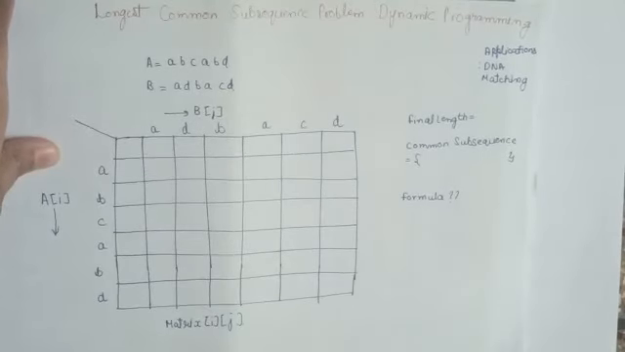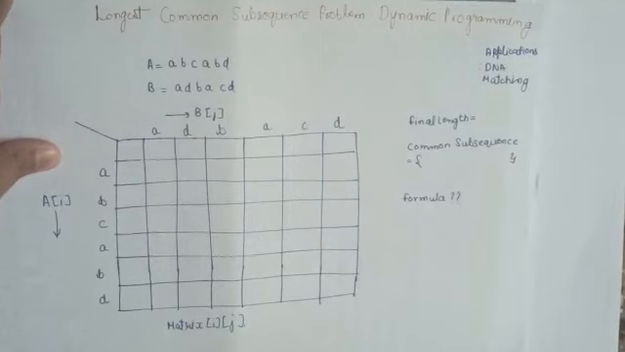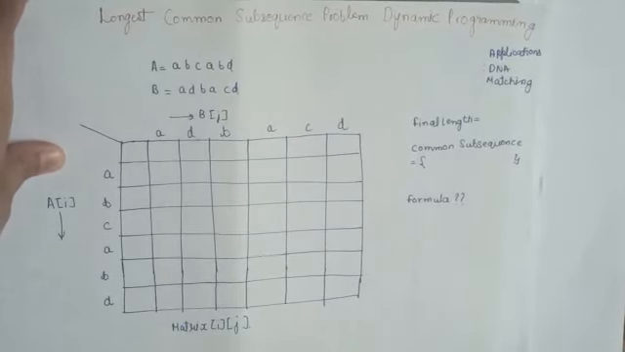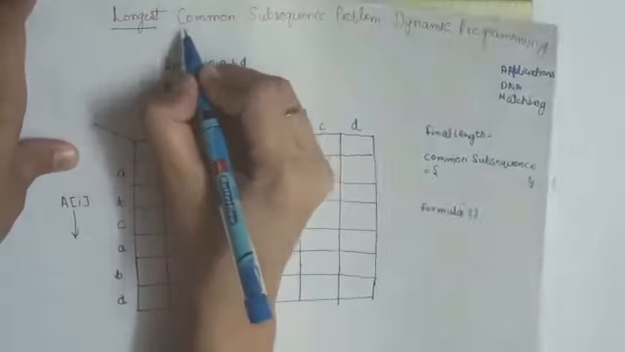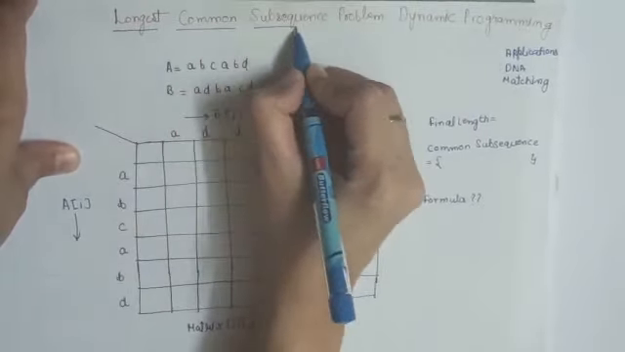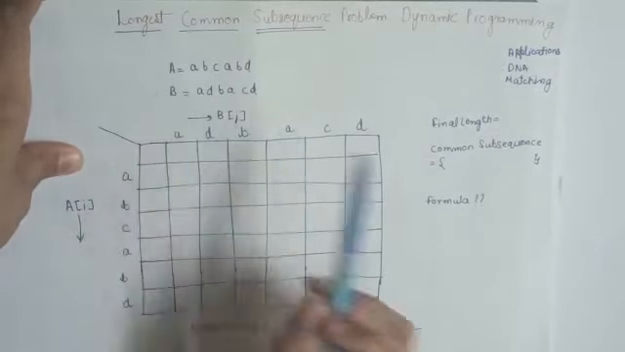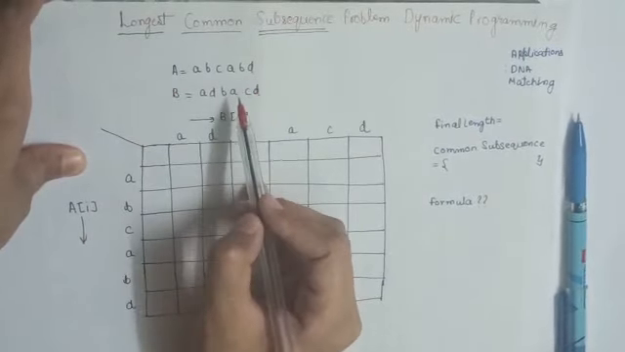Hello friends, today we will be discussing the longest common subsequence problem of dynamic programming. So friends, what is the longest common subsequence problem? As the name suggests, longest and common is clear, but what is the subsequence? Subsequence of a string. See, we have here two strings, string A and string B. We have to find the longest common subsequence.